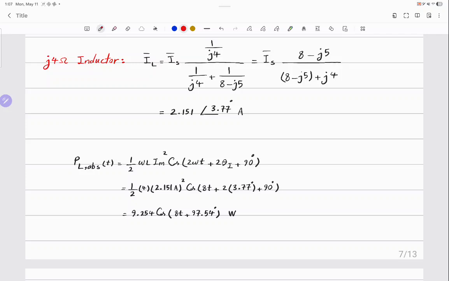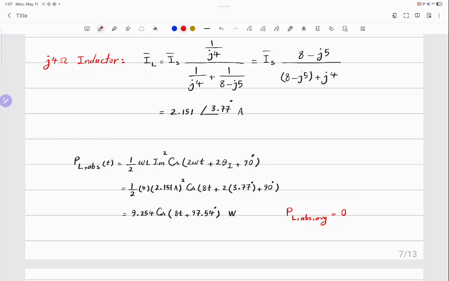And just give me 1 second. What is PL absorbed average? 0. We didn't need to calculate it. We needed to calculate it anyway because we wanted to find the instantaneous power. But for average, we could have said just right away 0, because it's an inductor.